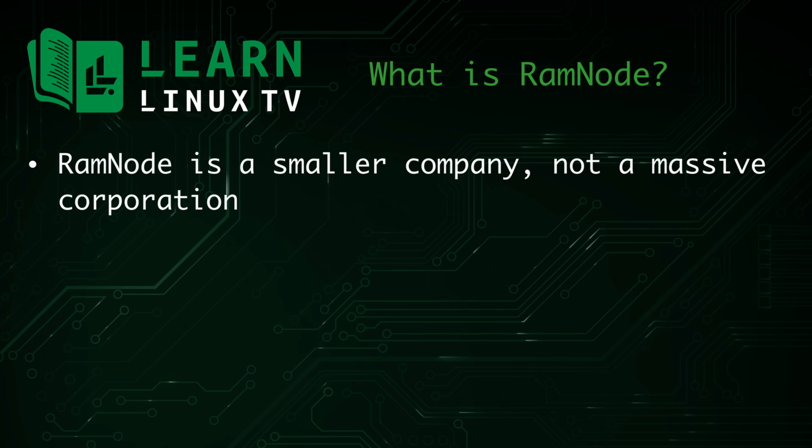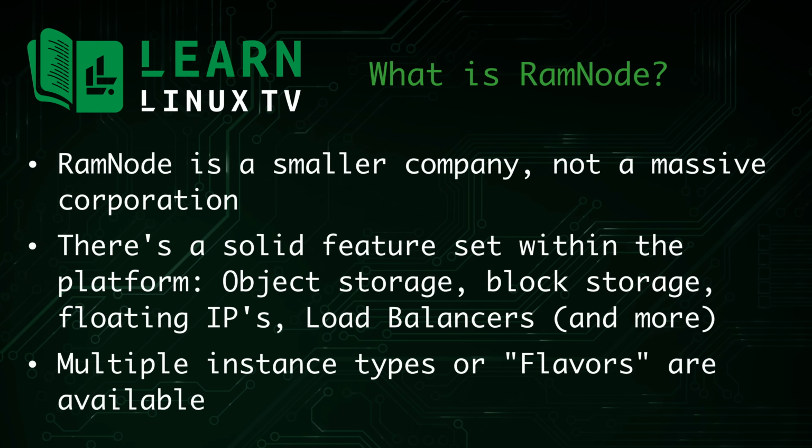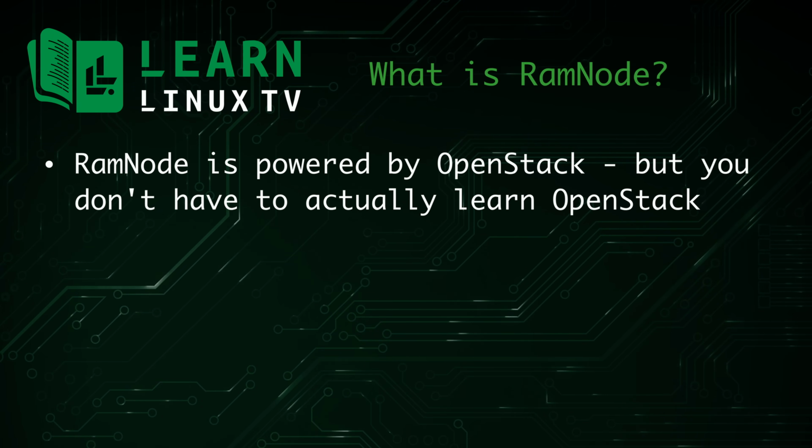But even though RamNode is focused primarily on VPS services, there's a number of noteworthy features on the platform you could take advantage of. For example, you can set up object storage, block storage, floating IPs, load balancers, and more. There's also both standard and premium instance types available, which will help you choose the right resources for your project. Behind the scenes, RamNode runs on OpenStack, which is a powerful technology for building private and public clouds. OpenStack is one of my personal favorite platforms, but it can be fairly complex to learn and deploy.